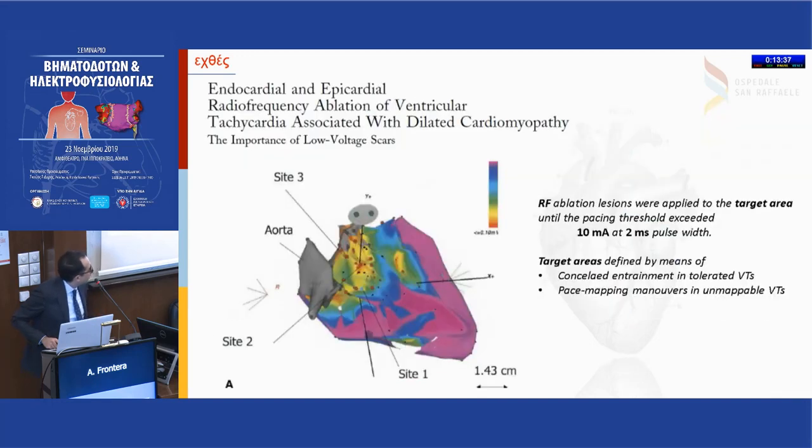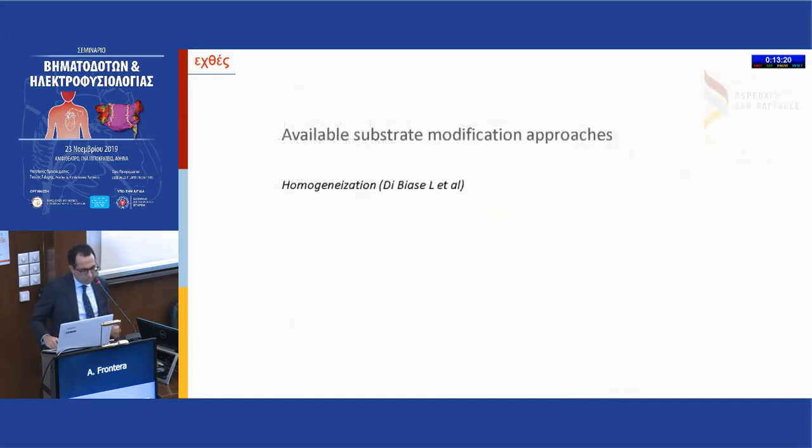And then you see here another paper published in 2003 by a Canadian group. They tried to define the target area when there was a lower capture threshold, 10 milliampere and 2 milliseconds width. But the substrate modifications currently are the following.